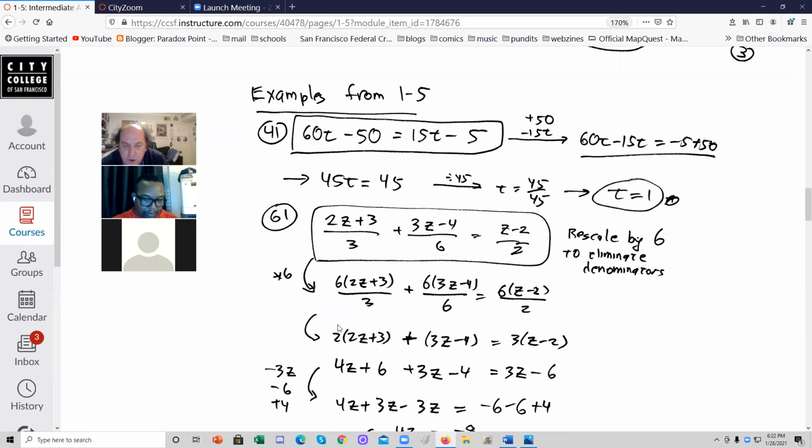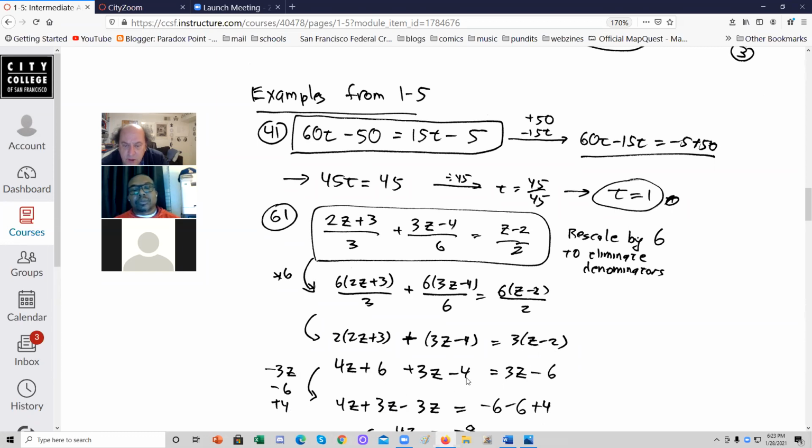Okay, we distribute the 2 over this and this. 4z plus 6. This is still 3z minus 4. Distribute this. 3 times z, 3 times negative 2. 3z minus 6. 4z plus 6 plus 3z minus 4 equals 3z minus 6. All right, we're going to move the 6 and the minus 4 to the right by subtracting 6 and adding 4 to both sides. We'll move the 3z to the left by subtracting 3z from both sides.